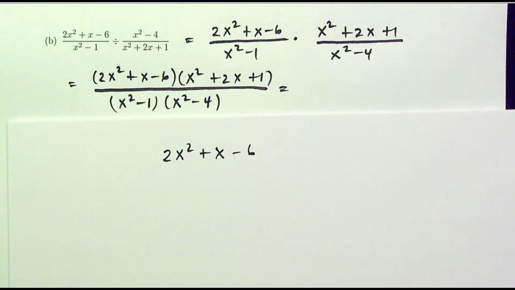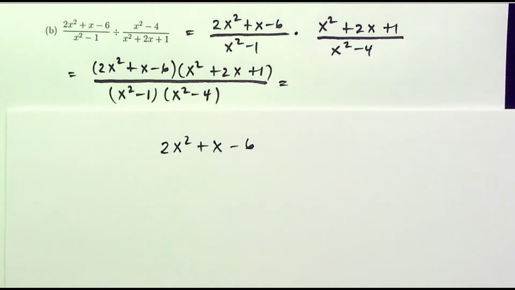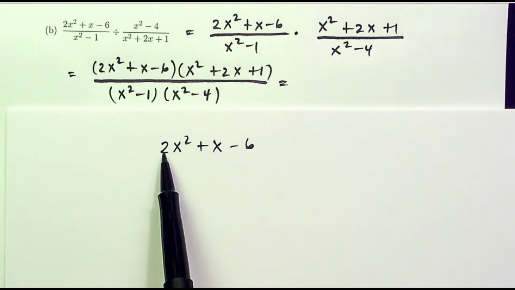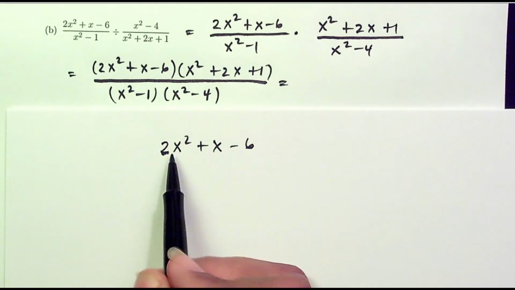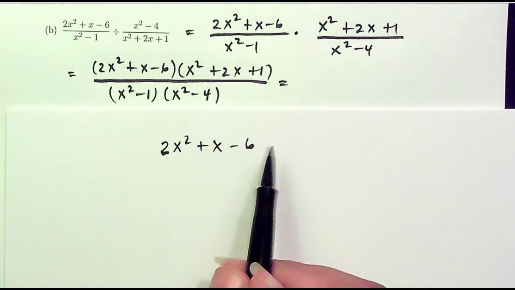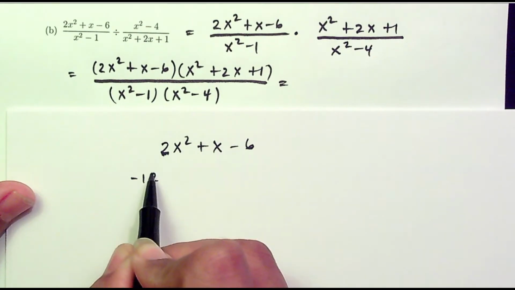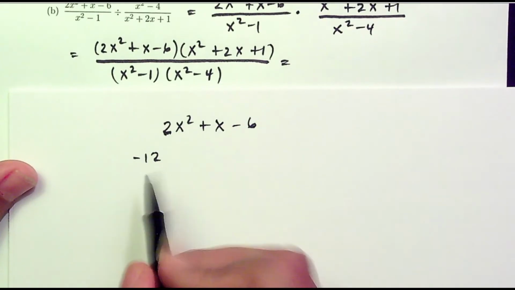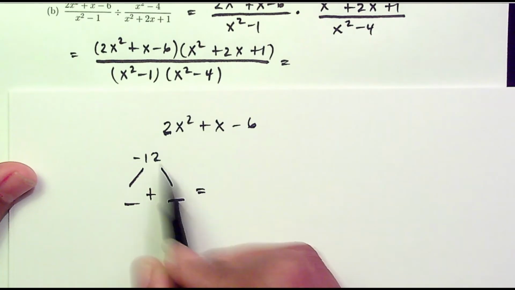Okay, let's review real quick how to factor that. Because this is not as easy as the previous ones that we've encountered in this lesson. So, because this is not a 1, it's not as easy, but it's still not hard. So, remember the procedure is multiply 2 times negative 6 and write it down. So 2 times negative 6 is negative 12. And then we're going to think of two numbers such that when you multiply them, you get negative 12.